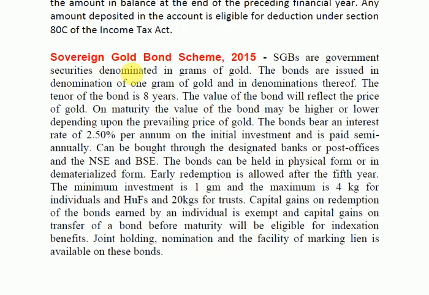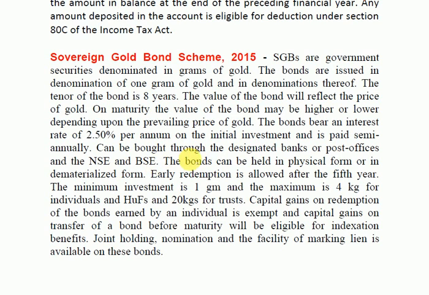Next is Sovereign Gold Bond Scheme 2015. SGBs are government securities denominated in grams of gold. The bonds are issued in denomination of 1 gram of gold and in multiples thereof. The tenure of the bond is 8 years. The value of the bond will reflect the price of gold. On maturity, the value of the bond may be higher or lower depending upon the prevailing price of gold. The bonds bear an interest rate of 2.5% per annum on the initial investment and is paid semi-annually.